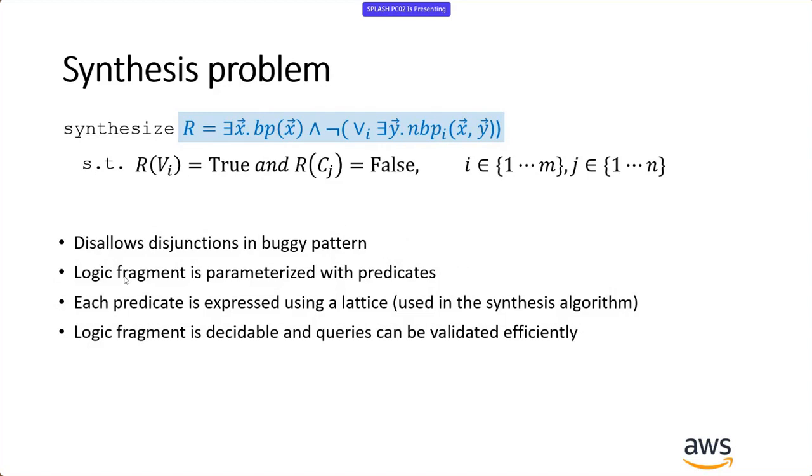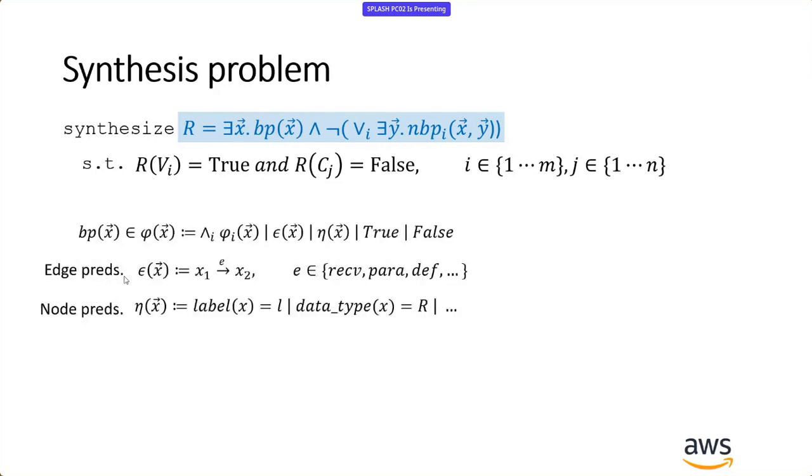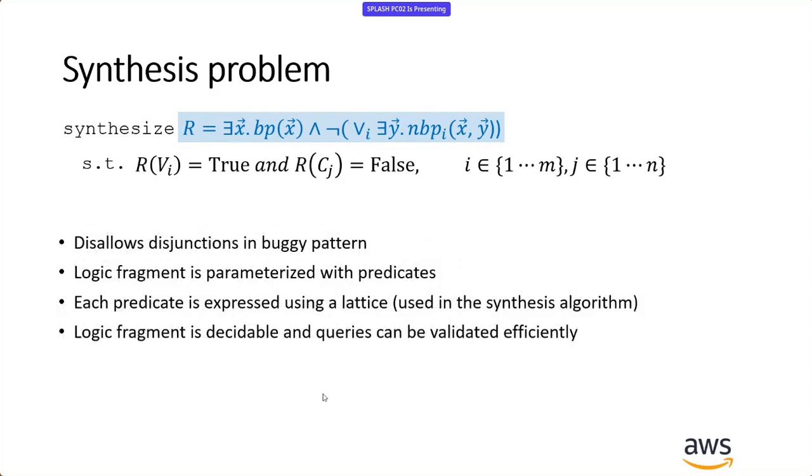Thirdly, each of these predicates is actually lifted to a lattice. So for instance, for expressing data types, we are lifting it to a lattice that is specifically designed over strings. Some of these predicates are over Boolean lattices. The use of this comes into the synthesis algorithm that I'll describe later. And finally, the logic fragment here is decidable. We can reduce it to Presburger arithmetic, and the queries can be validated efficiently.